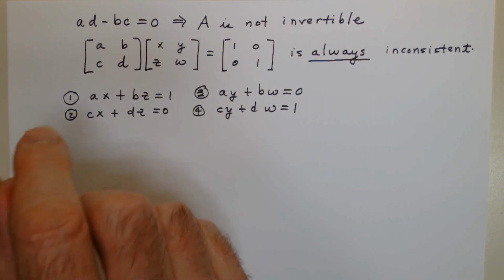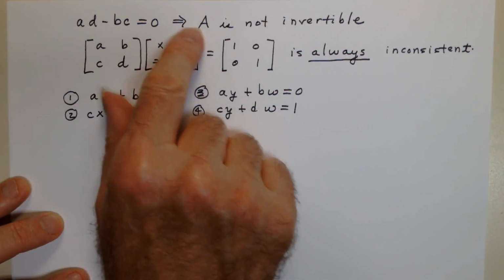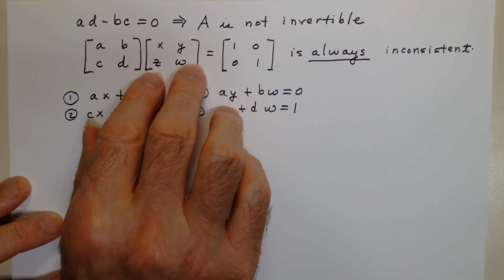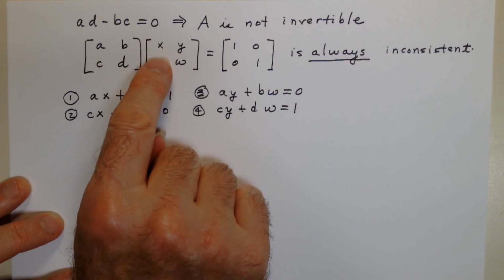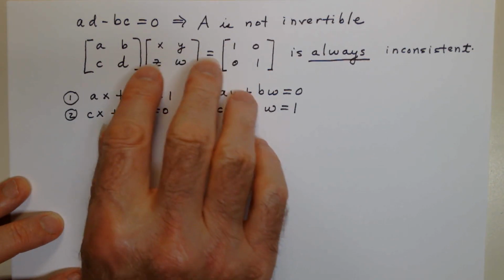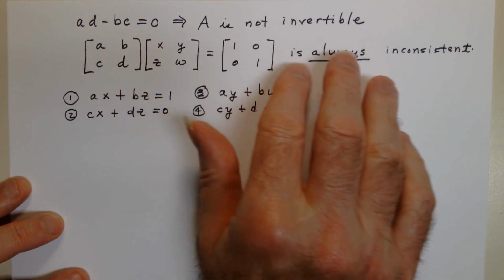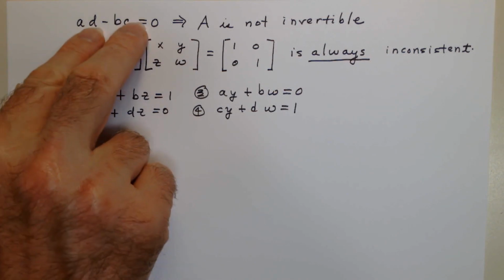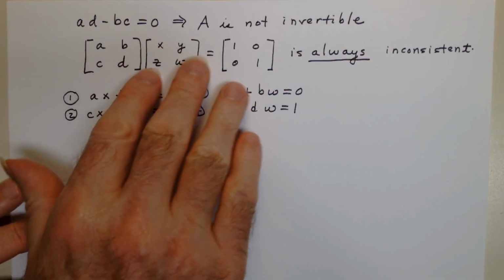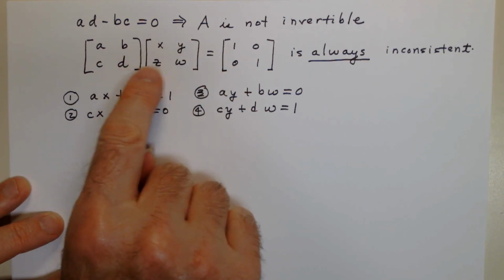Now, what does that mean effectively? It means that there would be no choice of X, Y, Z, and W. This is going to form some candidate matrix A prime. There is no way to configure this matrix so that A times A prime equals the 2 by 2 identity matrix. We have to show that as a set of equations in X, Y, Z, and W, this is always inconsistent under this assumption. So this assumption is going to force the inconsistency of this set of equations in X, Y, Z, and W.